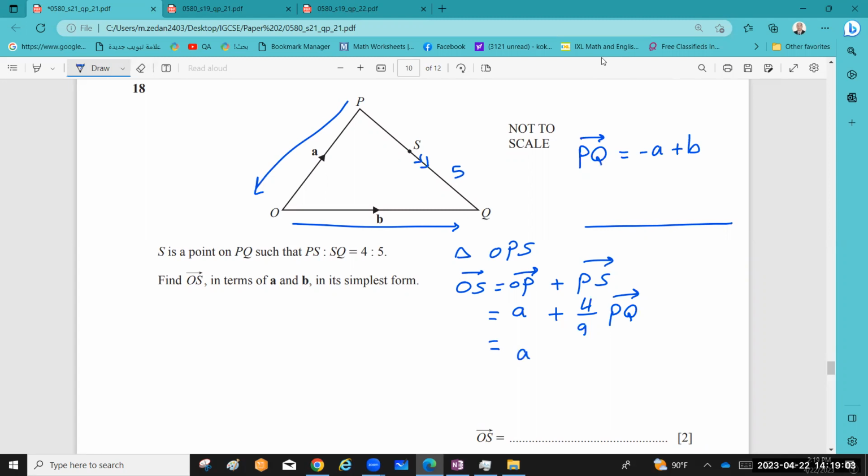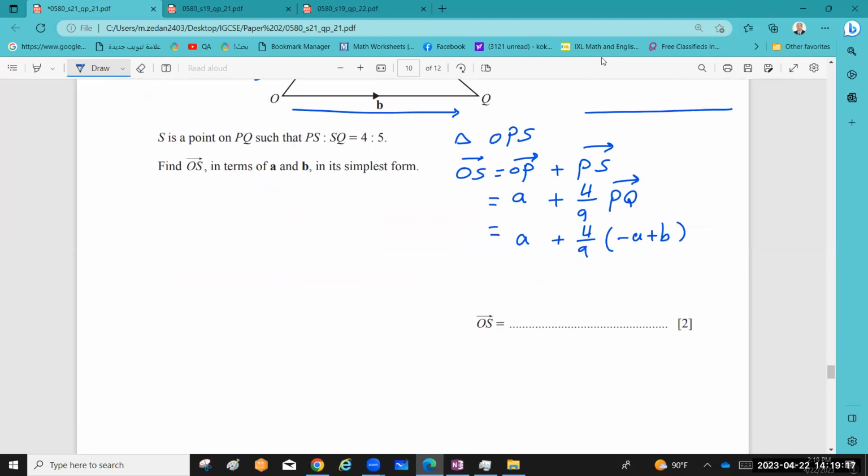So I have A plus 4/9 of PQ, and PQ here is negative A plus B. After simplification, you can find the answer: A plus negative 4/9A plus 4/9B. Final answer is, A, sorry, A plus negative 4/9 is 5/9A plus 4/9B. And this is the answer.